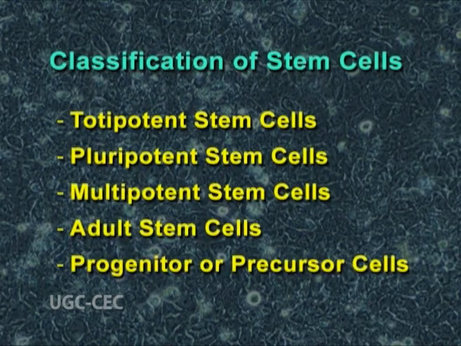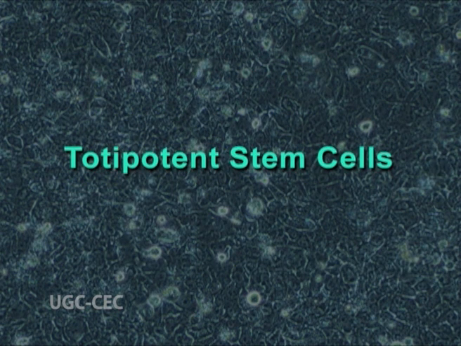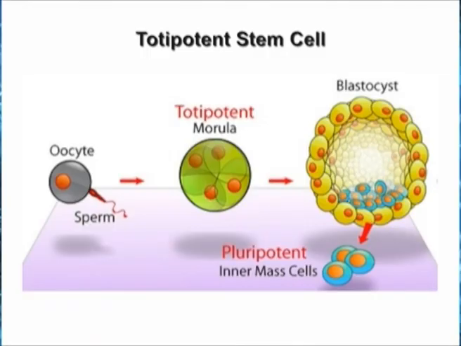Classification of stem cells. Stem cells can be classified according to their plasticity into totipotent stem cells, pluripotent stem cells, multipotent stem cells, adult stem cells and progenitor or precursor cells. Totipotent stem cells. A fertilized egg is a totipotent cell. It can form any cell type of the body and can give rise to a complete functional organism. The cells which develop during the first few divisions of the zygote are also totipotent cells. They possess the highest degree of plasticity.